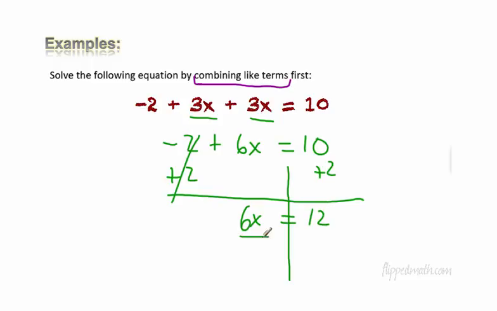Well, now we can divide. What's the opposite of multiplying? It's division. So we'll divide, and we'll get x equal to 2. Hey, how about that? How would we check it out? Plug a 2 in here. I'm going to do it real quick.